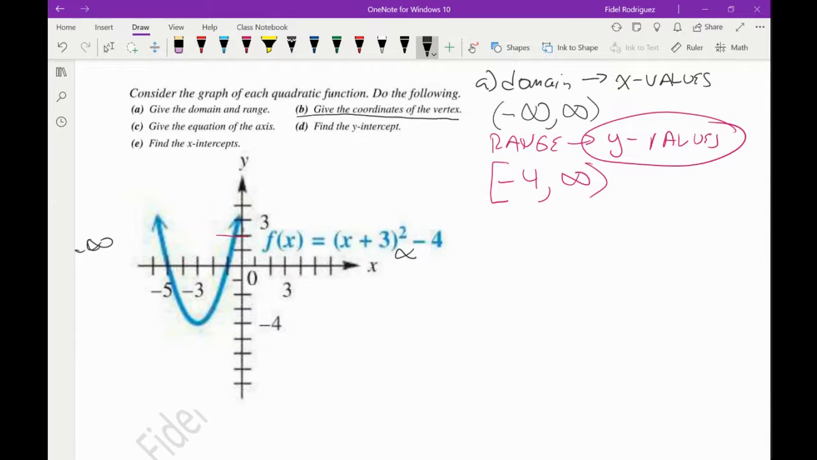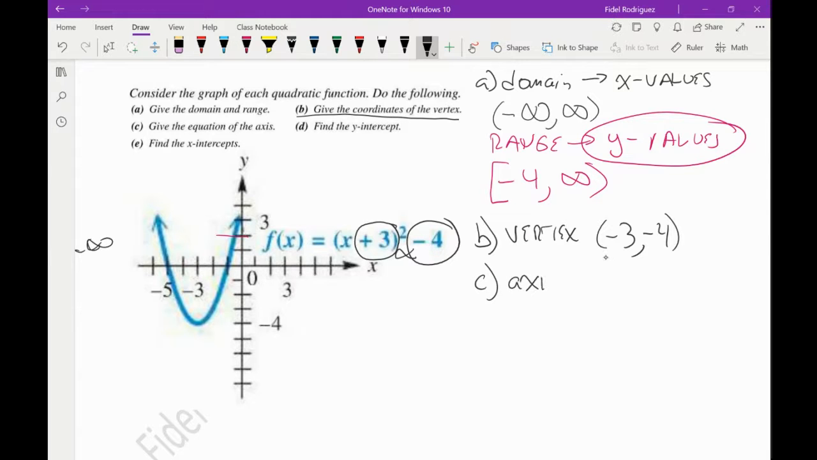So part B says we want to find the coordinates of the vertex. Remember we said we're going to take that sign and change it, and we're going to leave this one alone. So my vertex here is going to be -3 and -4. Part C says we're going to look for the equation of the axis. Remember, that's the line that cuts the graph directly in half. So my axis is always going to be x equals whatever that number is, and in this case, it's -3. It's always going to be the x value of my vertex.